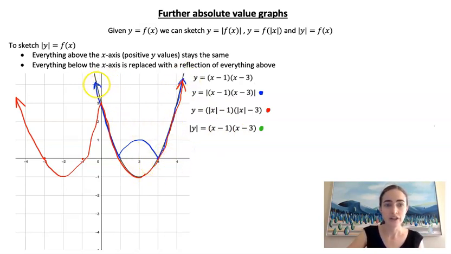So if we draw this in green, we're going to have that's erasing. We're going to have exactly the same above the axis. So again, I'm trying to trace that bit. So these two parts are going to stay exactly the same. But what's below the axis is going to be replaced by a reflection of that. So we're going to end up with a curve that's coming down here. So it's a reflection of what's above it.